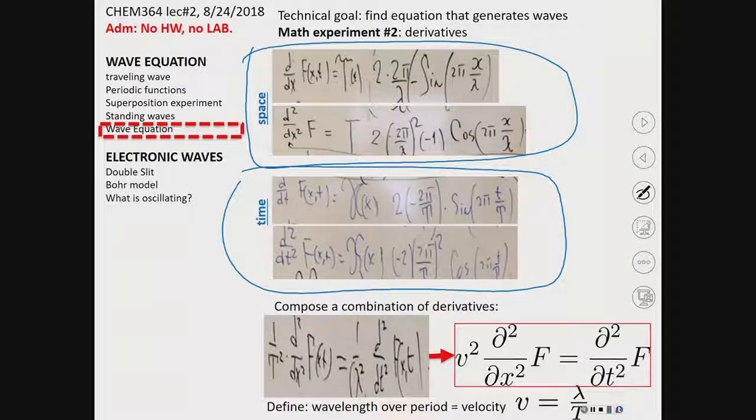So by taking derivatives, we do not change the function. We only accumulate factors. If you take the second derivative over time and over space, we get the function back. Mathematically, no one forbids us to put an equal sign between these two second derivatives, and we need to make little tricks to take care of the factors. So 2 pi squared is canceled, and T squared and wavelength squared are left, right?